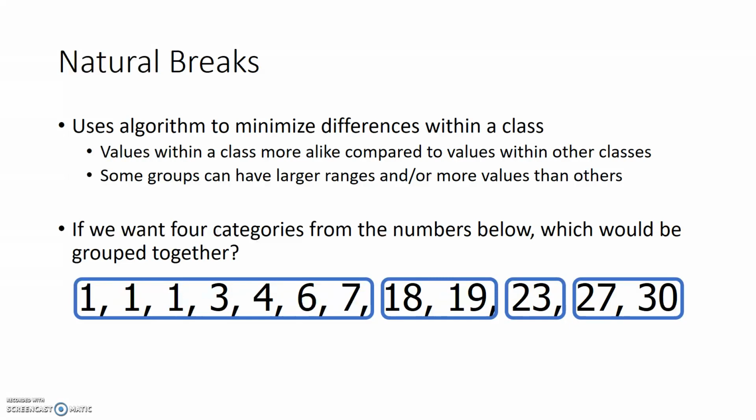So you can see our 1 to 7s grouped together. I grouped 18 and 19 because they were similar. 23 seemed to be kind of on its own there. And then 27 to 30 seemed like they should be grouped together. So this is an example of a possible outcome of using natural breaks on the data set that we've been using as examples.